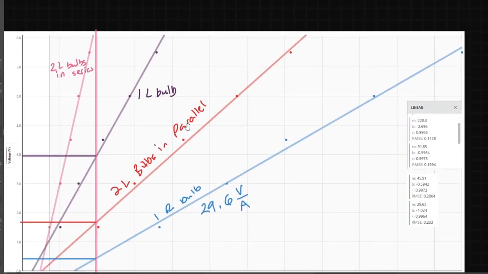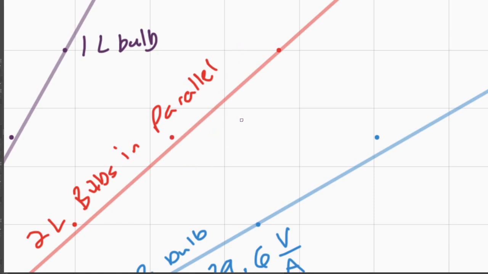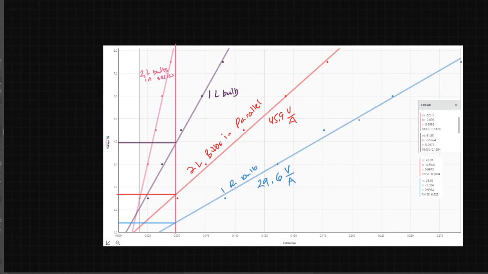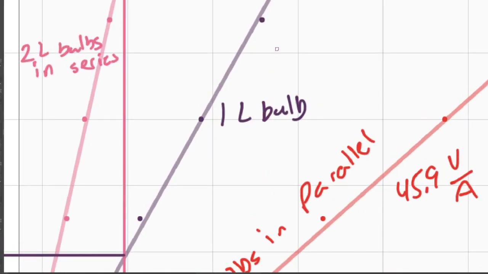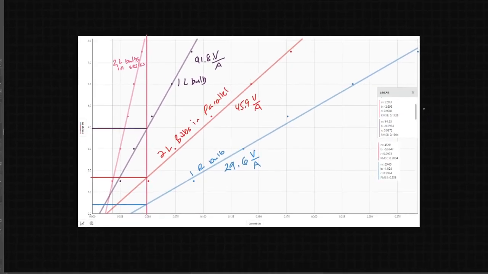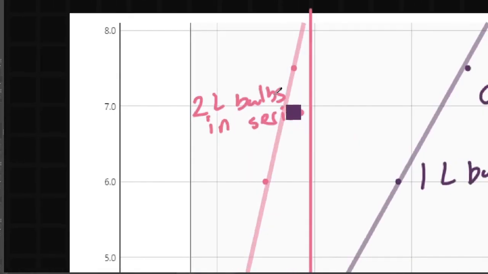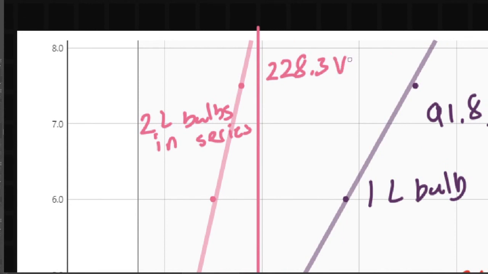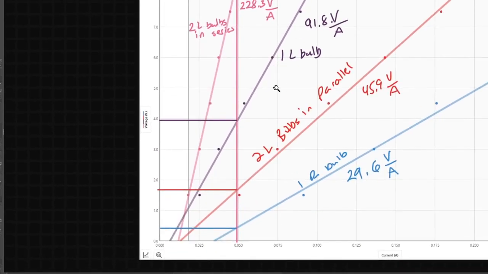This blue one here, 45.9 volts per amp. For every amp I want to push through my circuit, I need 45.9 volts. Next one, 91.8. For every amp I want to push through my circuit, I need 91.8 volts. And then finally, 228.3. That is the number of volts I will need to push every amp.